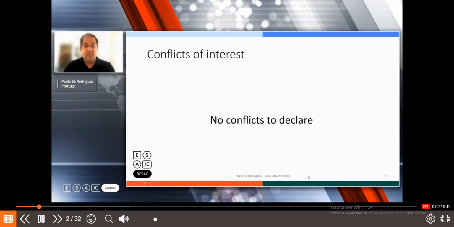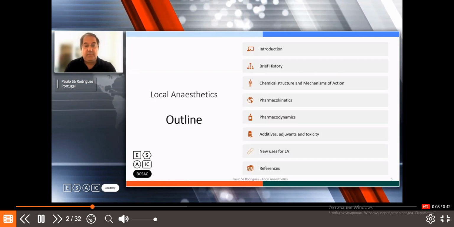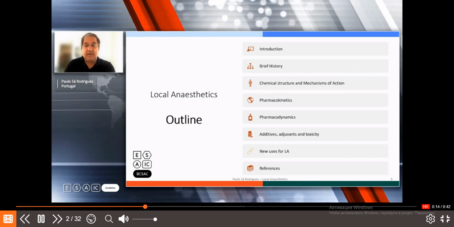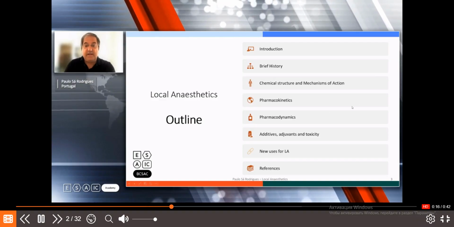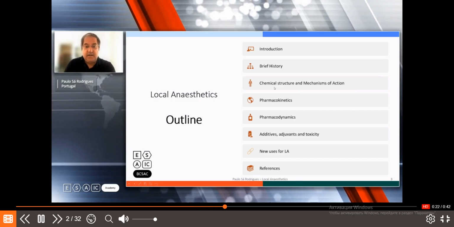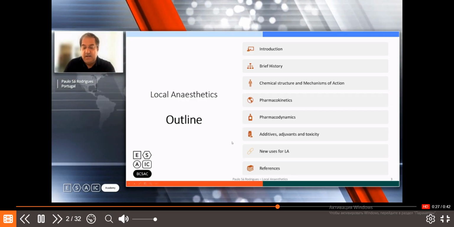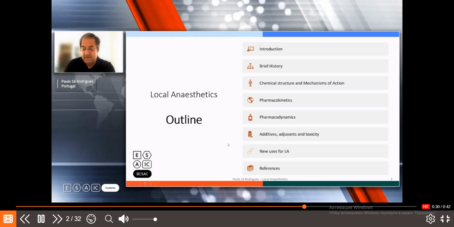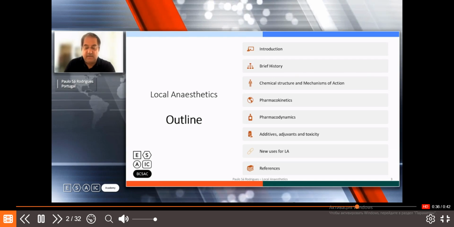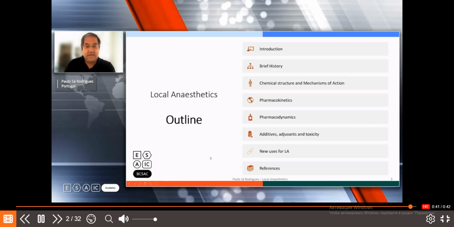I have no conflicts to declare regarding this subject, and our outline will be to mainly talk about the chemical structure and mechanism of action of local anesthetics, which is the subject of really extensive investigation today, as we are going to see, and some details about the pharmacokinetics and pharmacodynamics, some details also about additives, adjuvants, and toxicity, new uses, and finally our references.